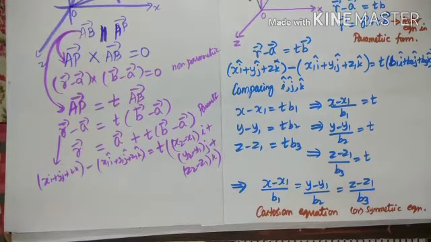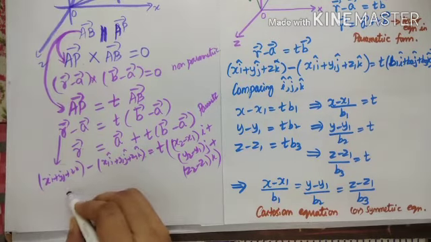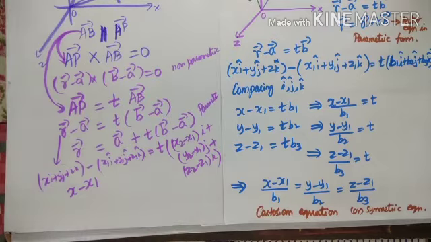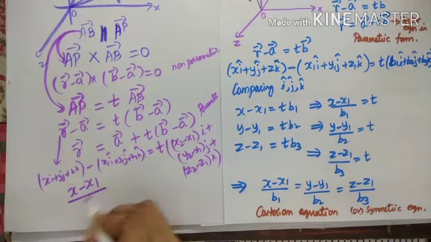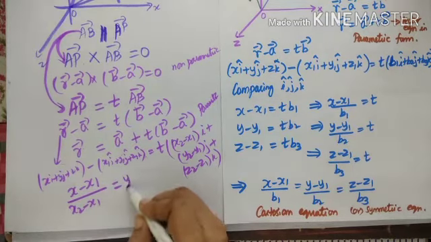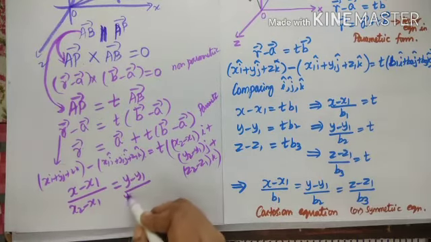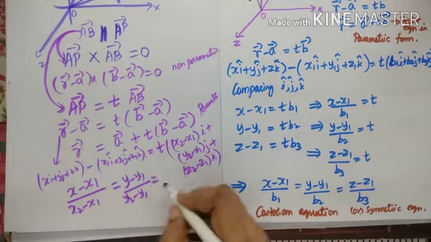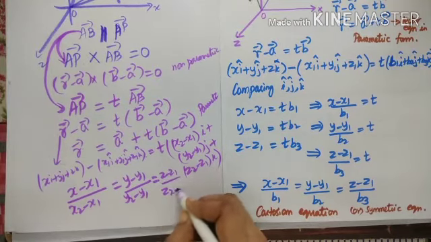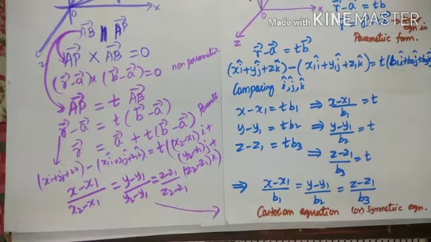into K. As I compare with the previous pattern, X minus X1 is the I component. Instead of B1 here I have X2 minus X1. Similarly, Y minus Y1 by B2, instead of B2 I have Y2 minus Y1. And the third is Z minus Z1 by Z2 minus Z1. So this format we call Cartesian equation.